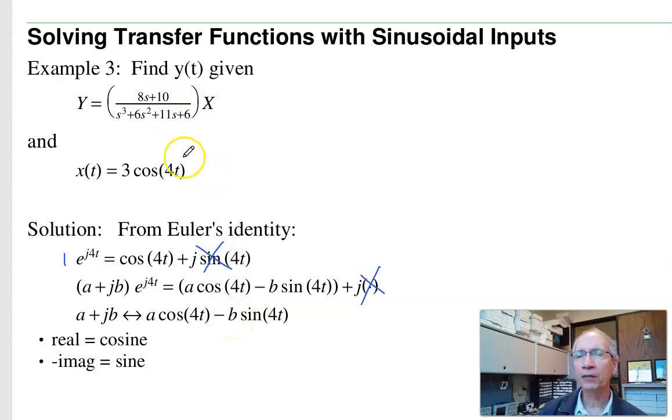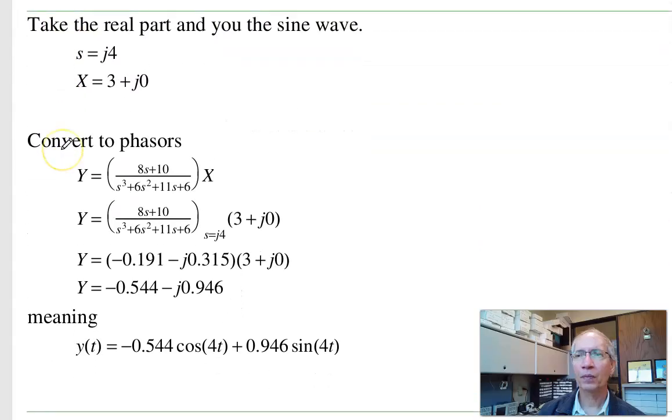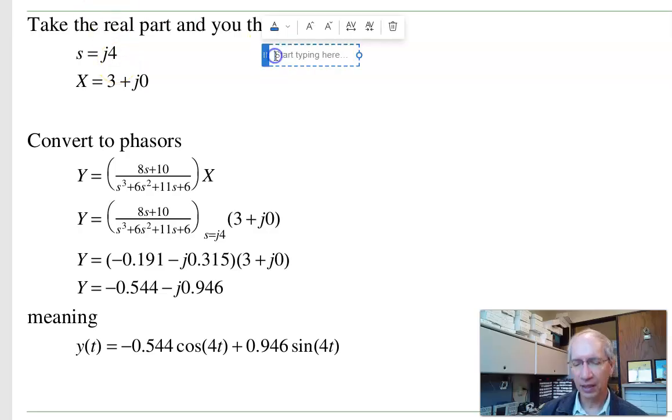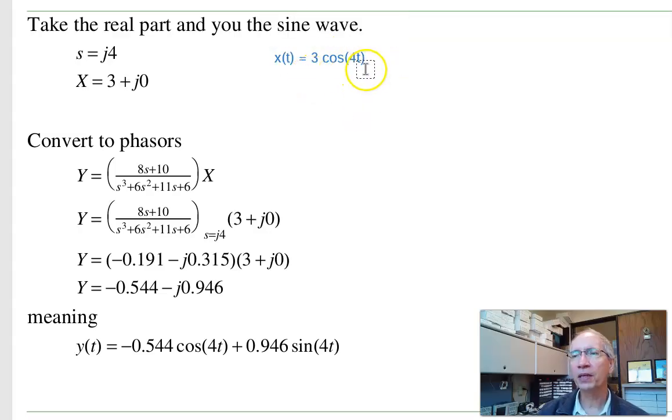So this is a hard problem to solve. I'm going to change the problem. Let's pretend the input is a complex exponential. Take the real part to find x, take the real part to find y. So what I have is, for this problem, this is true for all s. All I care about is what's the gain when s equals j4. Again, remember that x of t is 3 cosine of 4t. So that'd be the frequency right here, 4, is s. Assuming everything's e to the st, this must be s is j4.